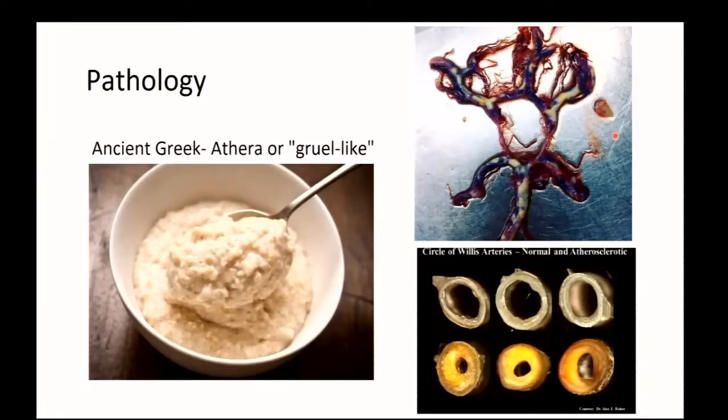And you see here gross specimens of the intracranial athero. See here a very nice circle of Willis, except that it has athero building up everywhere. You see here cross-sectional normal arteries here, and this is the atherosclerosis building up here. So yeah, I think if you scrape this athero, it will be like gruel.